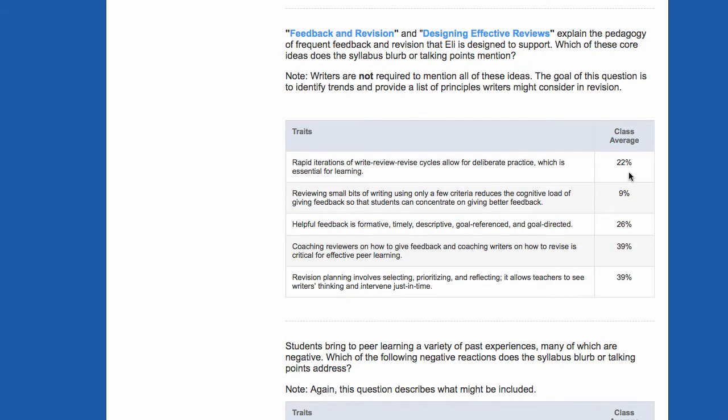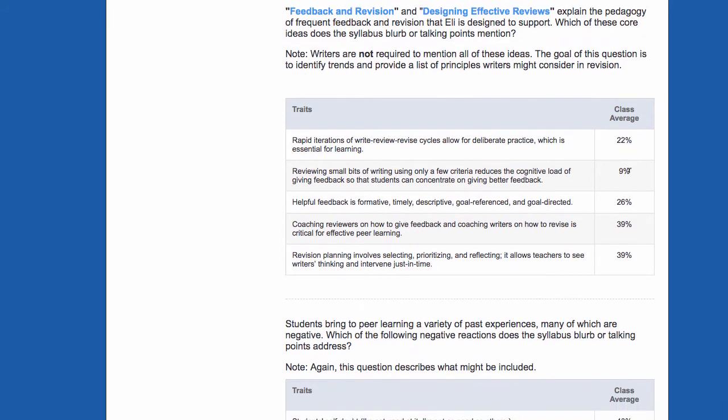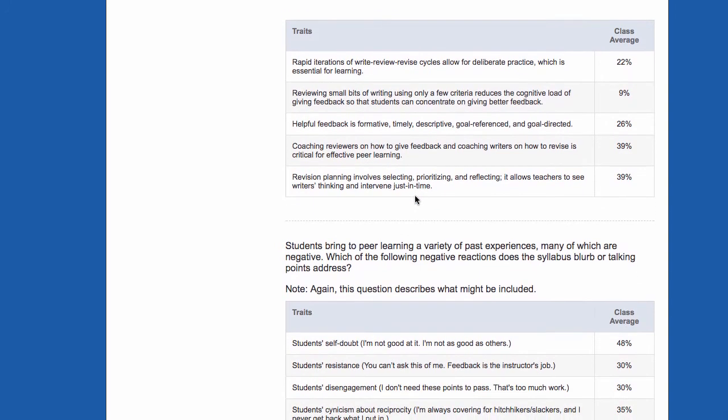The next sets were truly optional, and it's interesting to me that in this group, the things that were resonating with you from the modules that you read on Monday were the importance of coaching reviewers and then revision planning as the dominant priorities. Usually in this workshop, people concentrate on the write, review, revise cycles in the small bits, and also on helpful feedback. So just again, consider these as options for ways that you might expand your current blurb or pieces that you might pick up after that first day of introduction on peer learning.